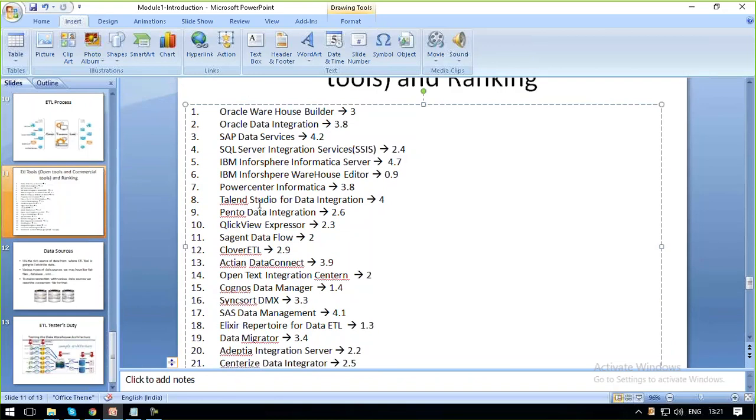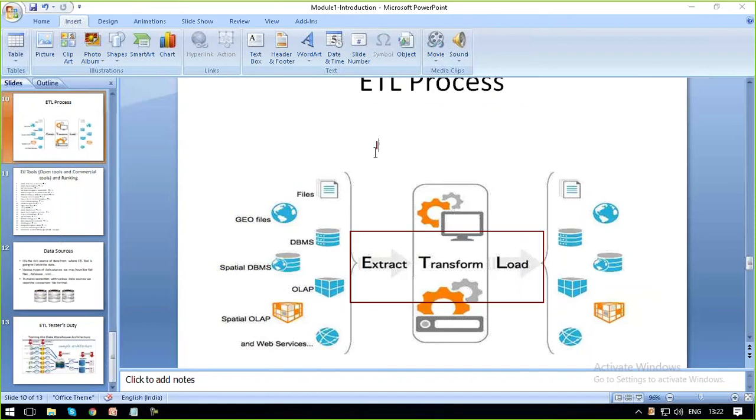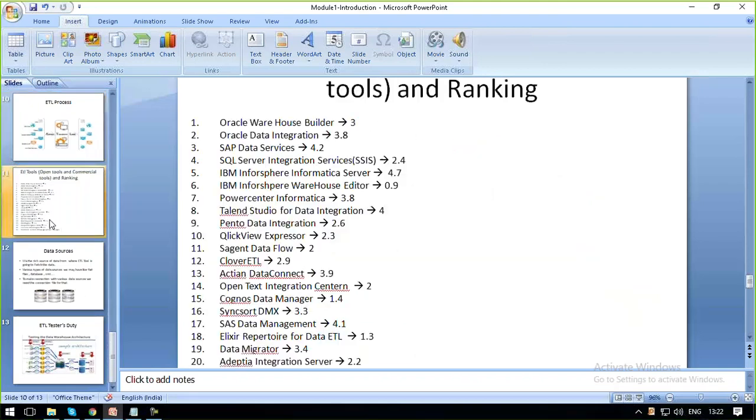Out of all, we are going to work on PowerCenter Informatica, which is again a freely available tool, and we are going to work with it in our upcoming videos. So all three ETL processes are going to be performed with which tool? In our videos, I'm going to record it with Informatica, which is a product by Oracle only. Informatica is the tool which will help me do this.